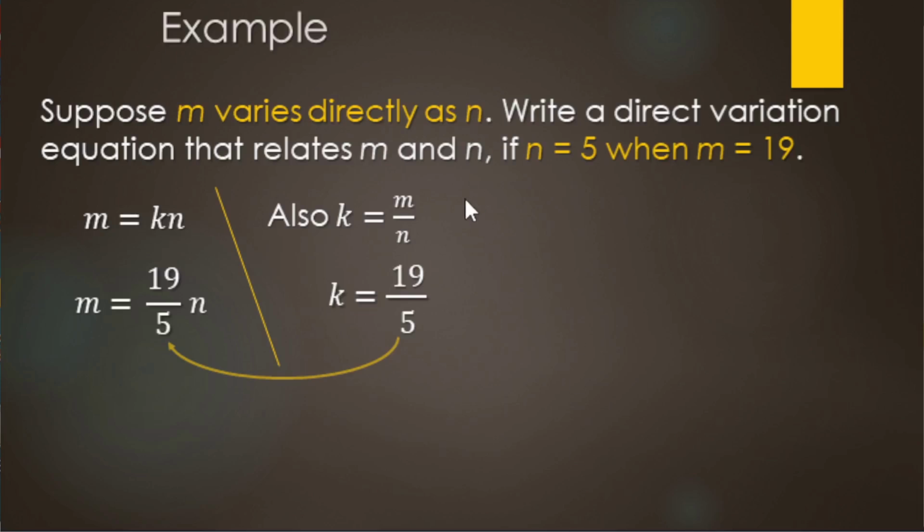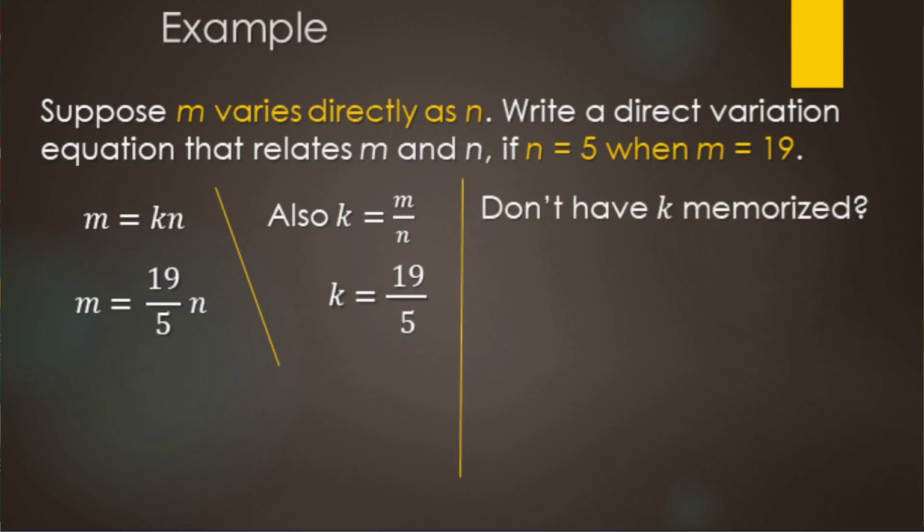If you remember that k equals the dependent divided by the independent, it's going to go fast. But what happens if you don't have that memorized? You already know that m varies directly as n means m equals kn. Just write that down. There's our formula. Now all you do is rewrite the formula with the values that you know. M is 19 and n is 5, so just replace those. Now solve for k. K is being multiplied by 5, so unmultiply it by 5 and divide by 5.